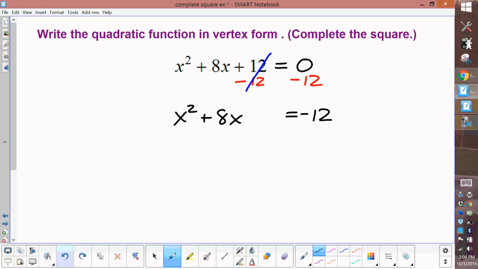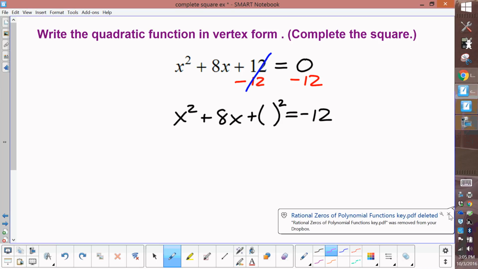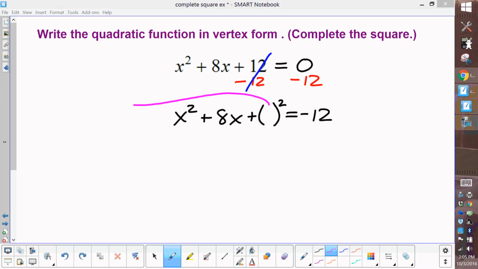Okay, what I'm going to do is right now I only have two items on the left, two terms, a binomial. I want to create a trinomial, something that I can factor. So I'm going to go ahead and add, and I'm going to put a squared right there. What goes in this spot right here will always be b divided by 2.